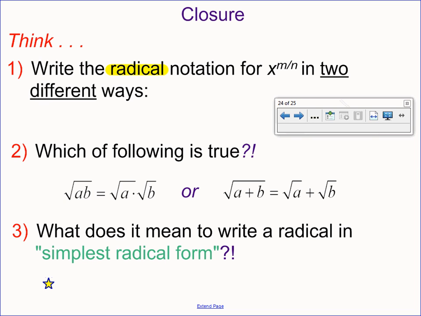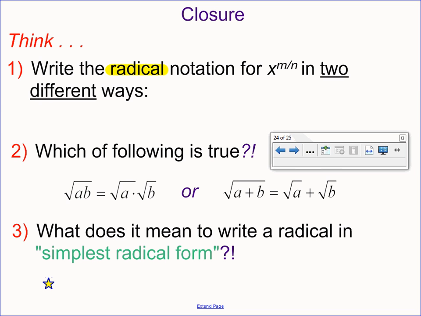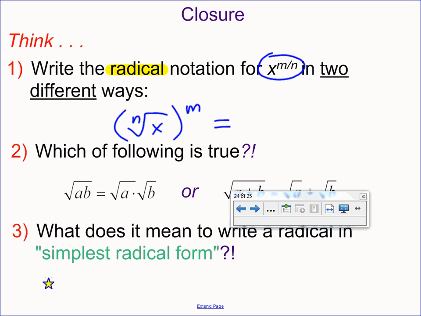Okay, let's go ahead and share responses then with our classmates. So write the radical notation for x to the m over n, right? How can we rewrite that x to the m over n using radicals? What would that look like? Heather? Good, we can rewrite it as the nth root of x all to the m. Or, that's equivalent to, right, what other way could we rewrite that as? Barrett? The nth root of x to the m. Yes, the nth root of x to the m inside.